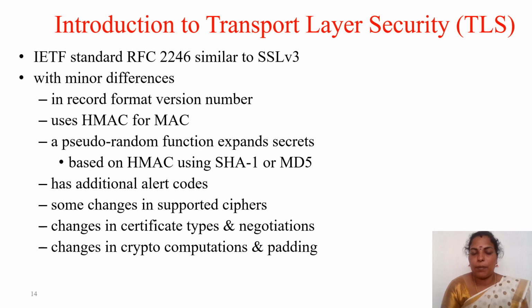The record format version number differs, then it uses HMAC, and a pseudo random number function expands the secrets, based on HMAC using SHA-1 or MD5. It has some additional alert codes and some changes in supported ciphers, changes in some certificate types and negotiations, and changes in crypto computations and padding. Some minor changes are there compared to SSL version 3, but mostly the working principle is similar to that of SSL version 3.